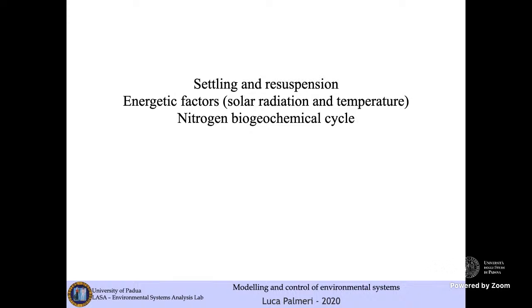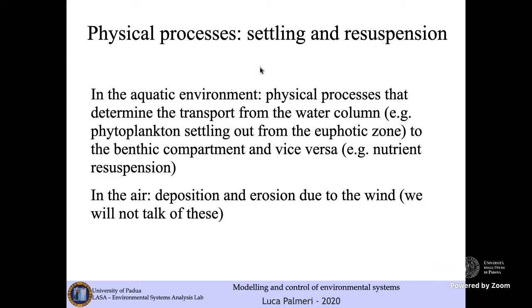And then we will start introducing a description of the nitrogen biogeochemical cycle. We'll finish with the biogeochemical cycles in 2 days, when we will introduce also phosphorus biogeochemical cycles. But today, now let's start by discussing settling and resuspension.